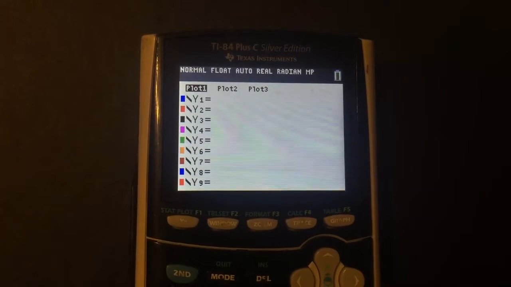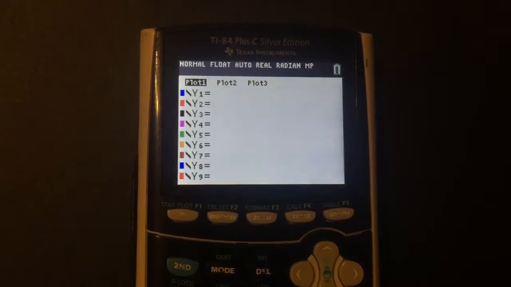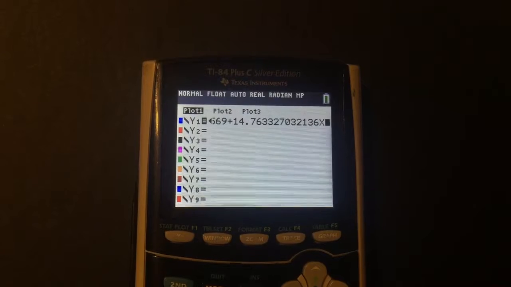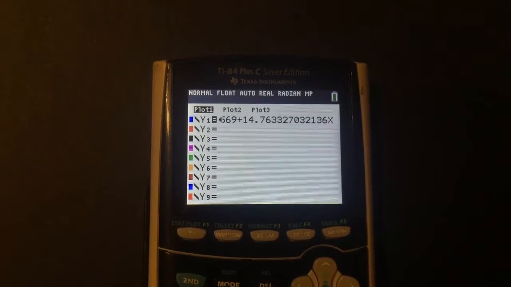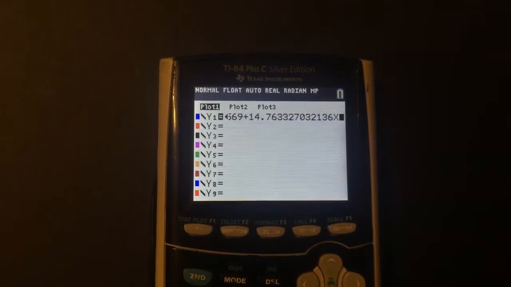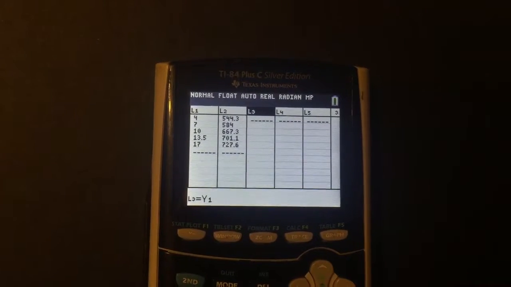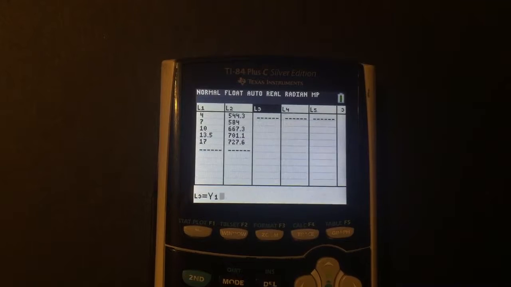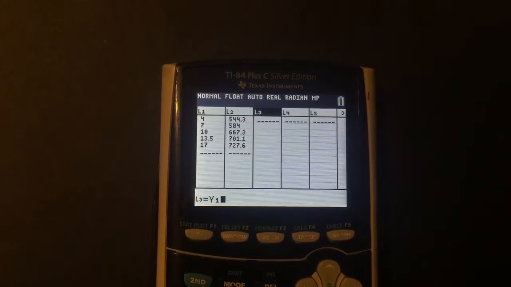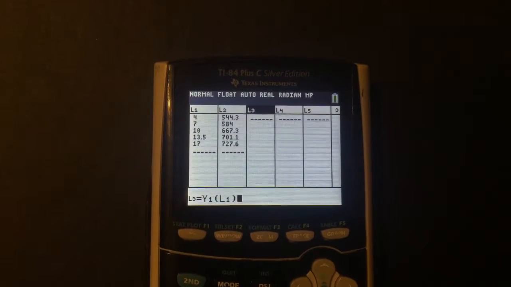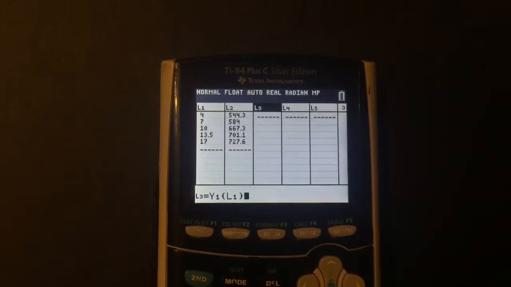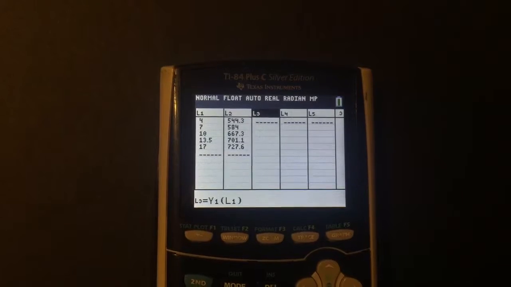In order to find a residual plot, we go to y equals, and then to put in the equation that we just got, we go to vars 5, go over to EQ, and hit 1. And then we go back over to stat edit, and we go vars over to y vars, and then hit 1 and 1 for the function in y1. And we put in L1 in parentheses because we need to find the x value of L1.